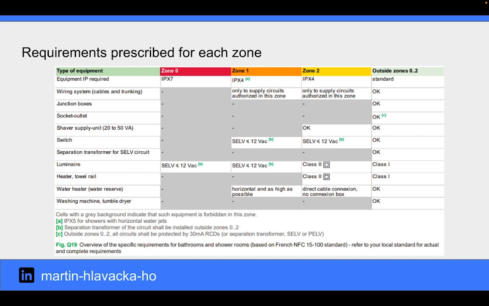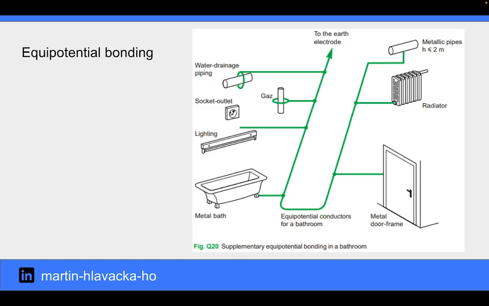In this table, you can see an overview of the specific requirements for bathrooms and shower rooms based on the French standard. In this image, you can see a supplementary equipotential bonding in the bathroom.